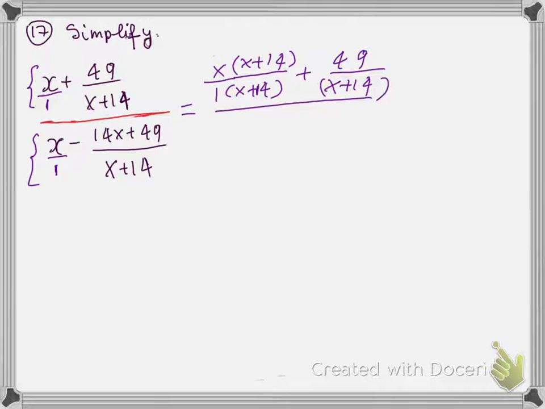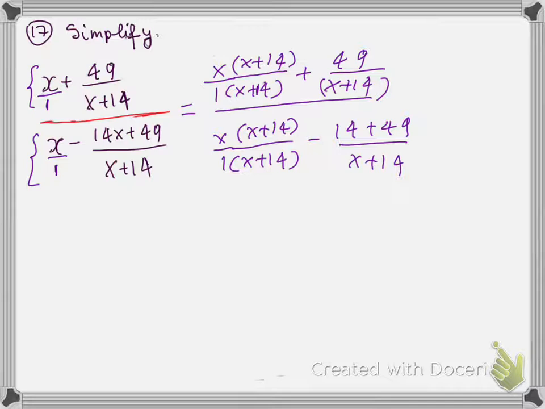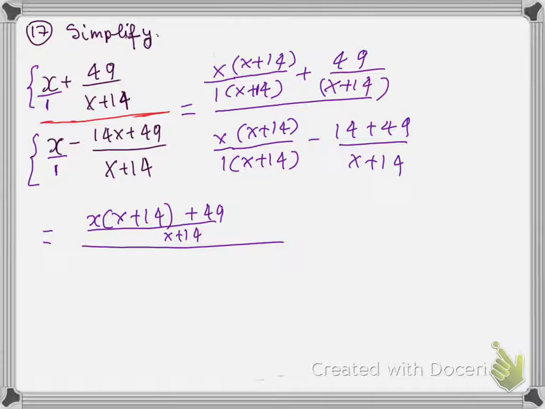We're going to do the same thing for the denominator. So we have x over 1 times x plus 14. So what I'm trying to do is make the denominators the same. Times x plus 14 right here, minus 14 plus 49 over x plus 14 equals, let's combine the fractions, x times x plus 14 plus 49 over x plus 14.